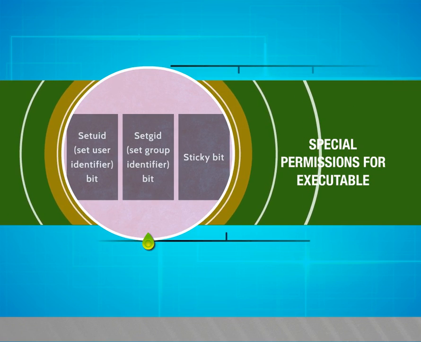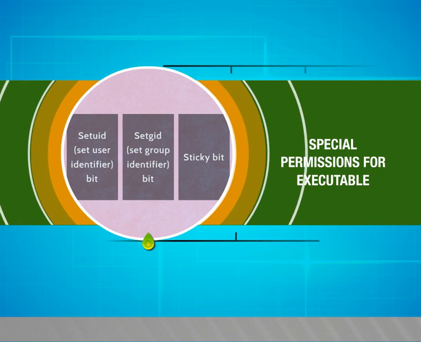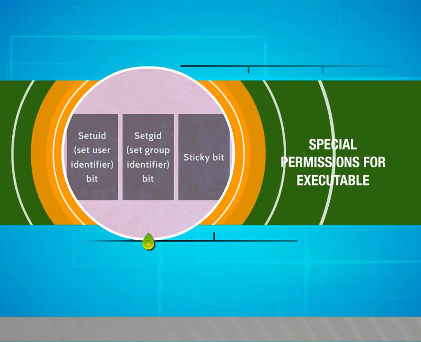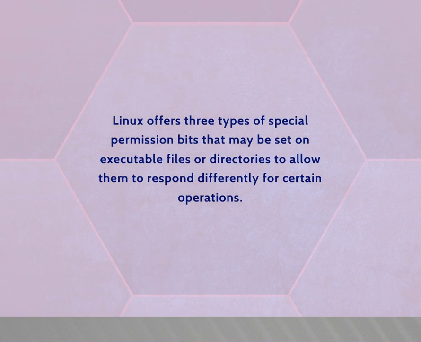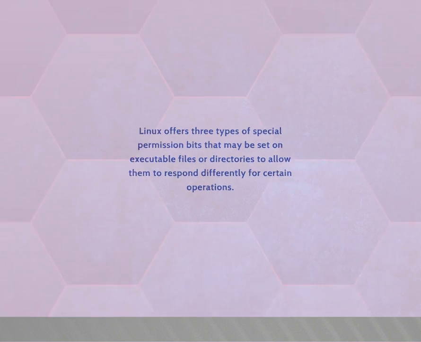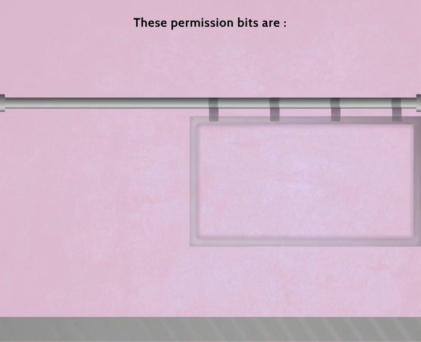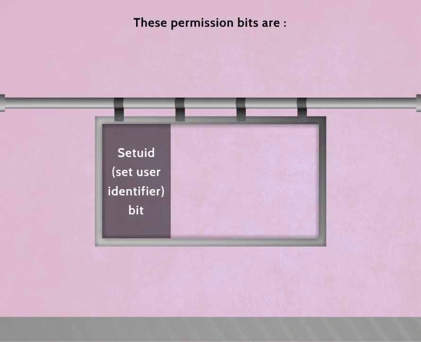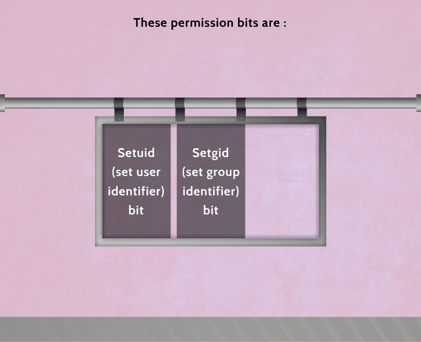Special permissions for executable. In this video, we are going to see about special permissions for executable. Linux offers three types of special permission bits that may be set on executable files or directories to allow them to respond differently for certain operations. These permission bits are set UID, that is set user identifier bit, set GID, that is set group identifier bit, and sticky bit.